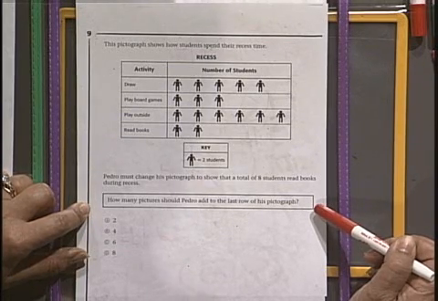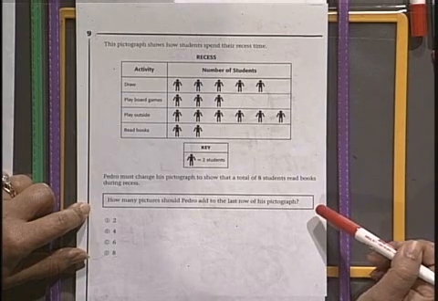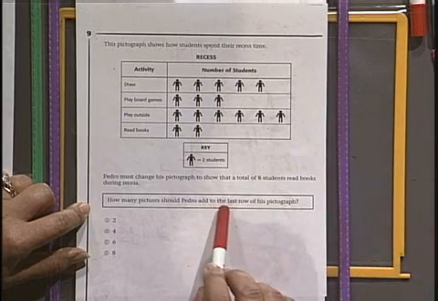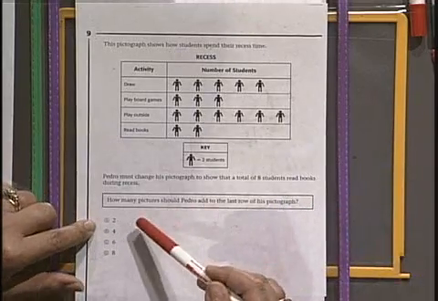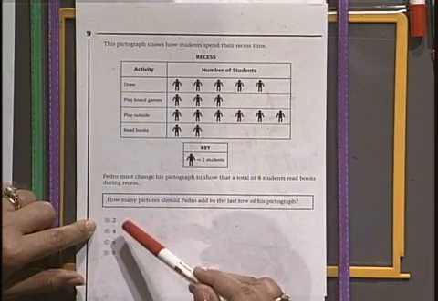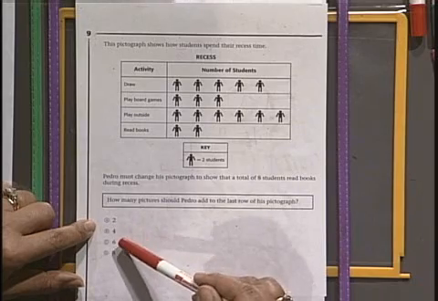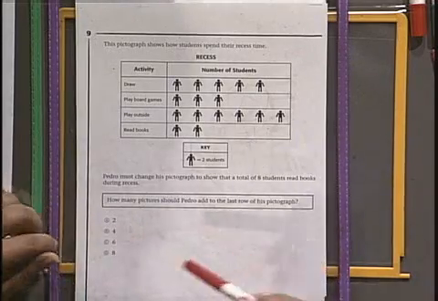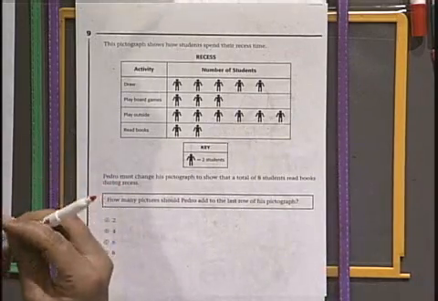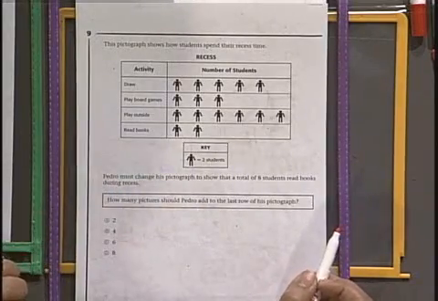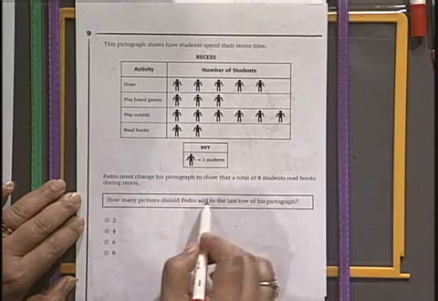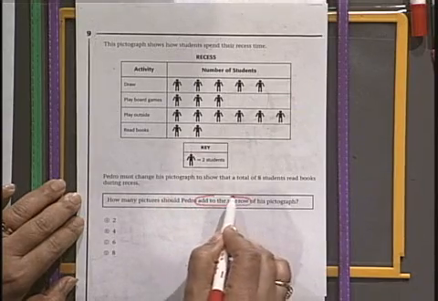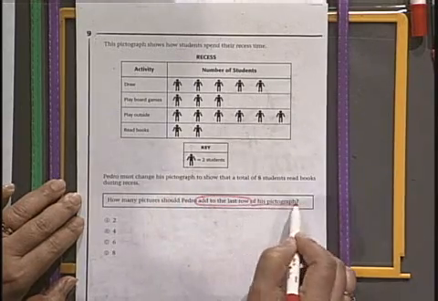So let's read the question that's being asked. How many pictures should Pedro add to the last row of his pictograph? And we have some answer choices, A, 2, B, 4, C, 6, and D, 8. So again, the most important strategy is read the question carefully. So I want to know, how many pictures should Pedro add to the last row of the pictograph?